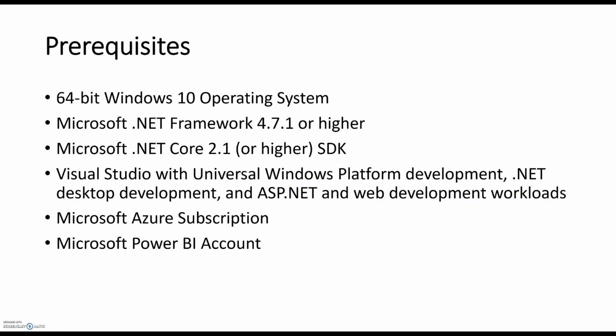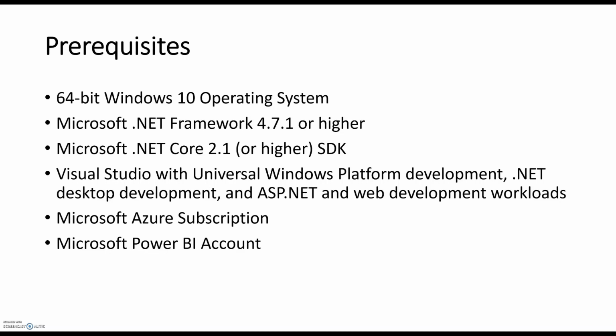To get the GitHub samples up and running, there are some prerequisites. You will need a 64-bit Windows 10 operating system, the latest .NET frameworks, and the .NET Core SDKs. You will also need Visual Studio installed and set up, a Microsoft Azure subscription, and a Microsoft Power BI account. Once you have these, you're ready to go.